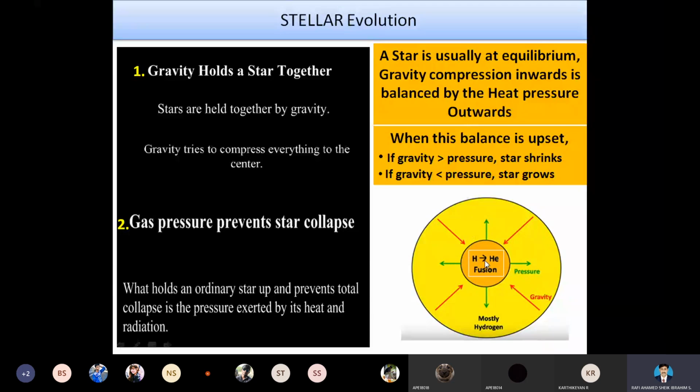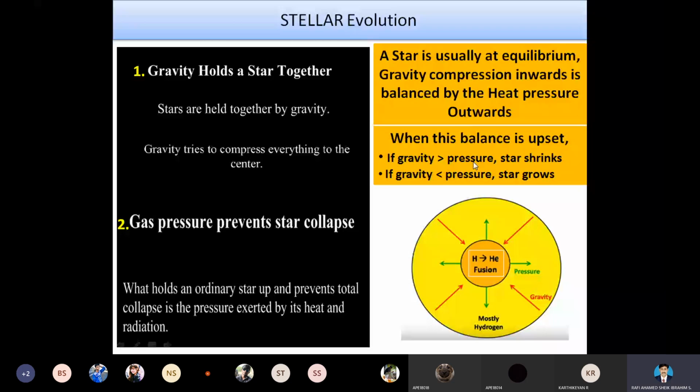When these forces are not balanced with each other, what happens? When this balance is upset, what will happen? Suppose the gravity is greater than the pressure. Then the star shrinks. If gravity is lesser than the pressure, then the star grows. We are considering these two conditions, studying the growth and the collapse, the birth and the death of the star. The growth happens when the gravity is lesser than the pressure. The collapse, the death, happens when the gravity is greater than the pressure.